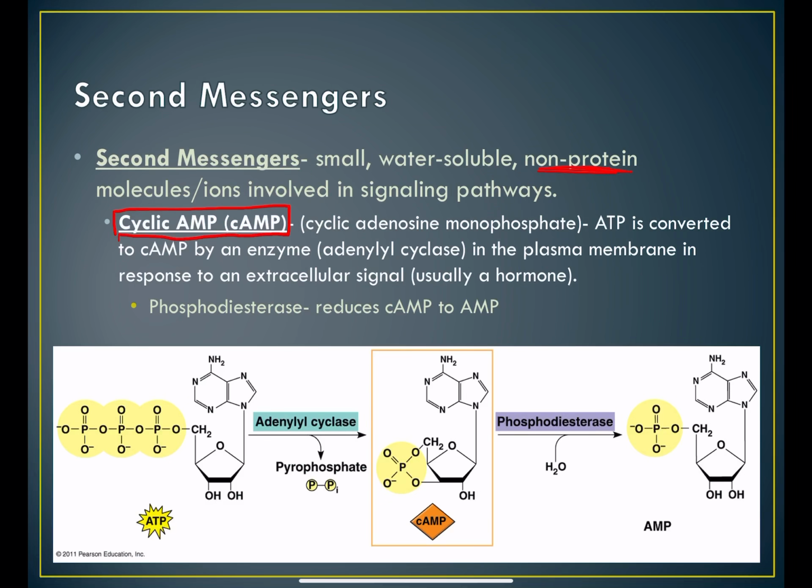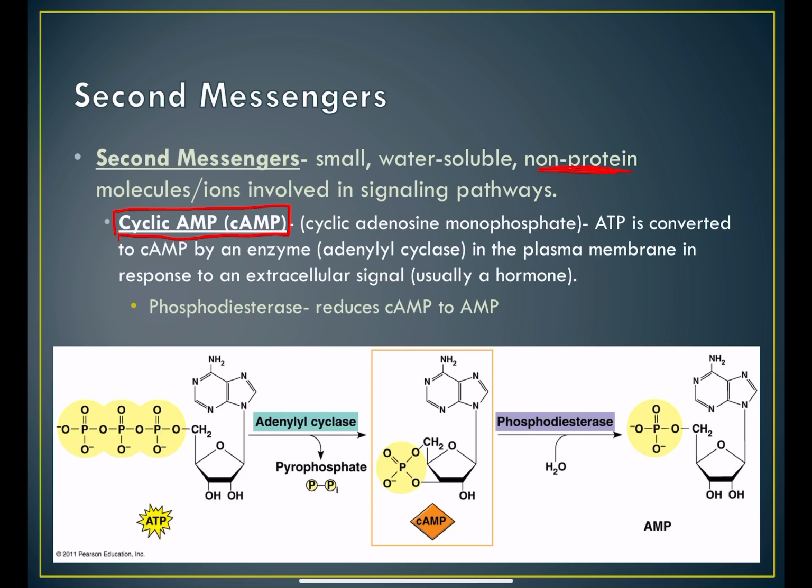I know that's kind of counterintuitive, but that's the way that they name them. A non-protein molecule or ion that's involved in a signaling pathway. Okay? It's going to be inside the cell. And so, cAMP is the first second messenger we're going to talk about. Calcium ion is the second messenger that we're going to talk about.